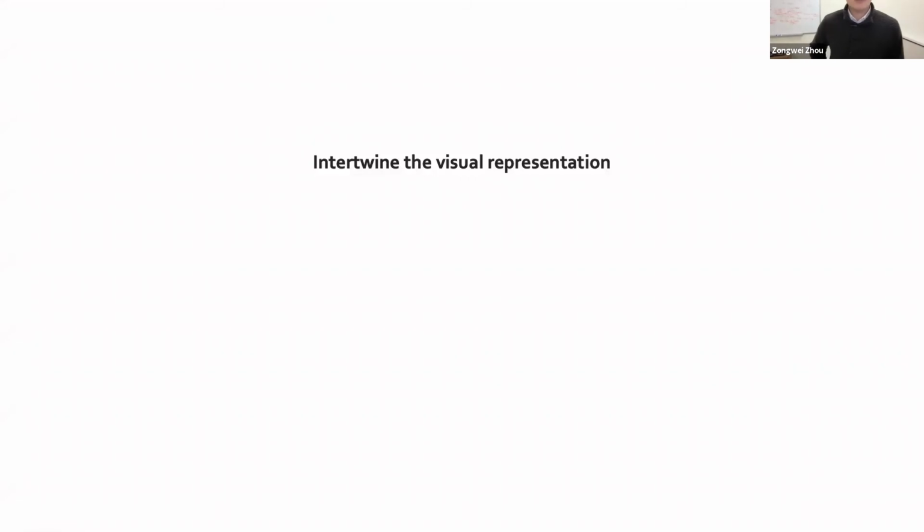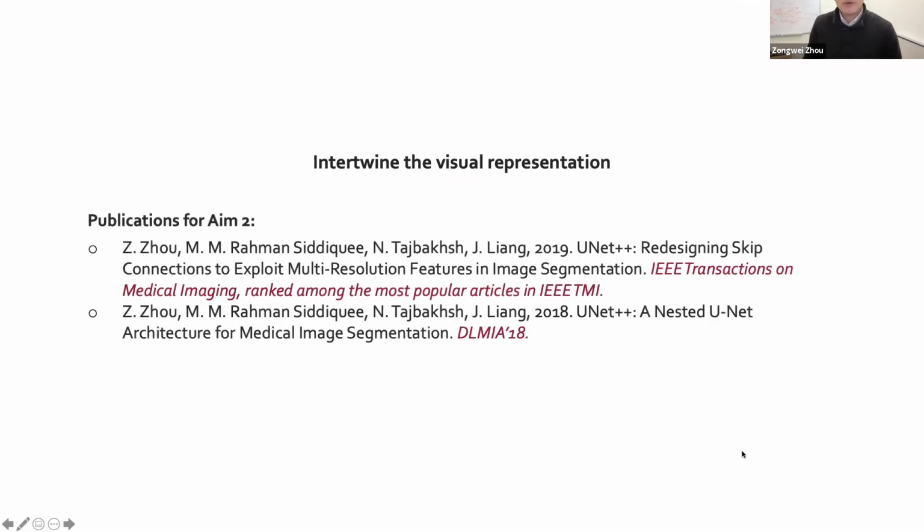So, to conclude this work. Deep neural networks learn the visual representation through multiple levels of image representation. And this study advises us that we must fully integrate each and every level of representation for more precise and comprehensive results. We first presented UNet++ in 2018, and then extended this work into a journal publication in 2019.